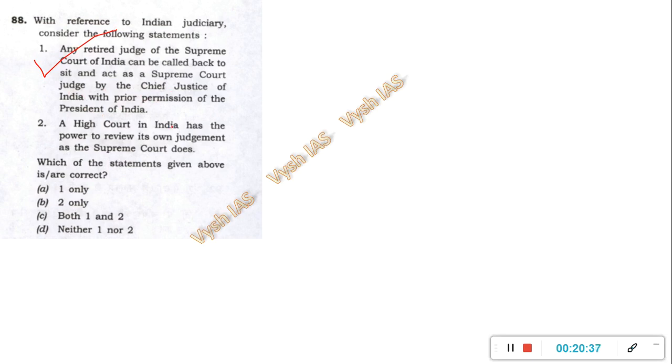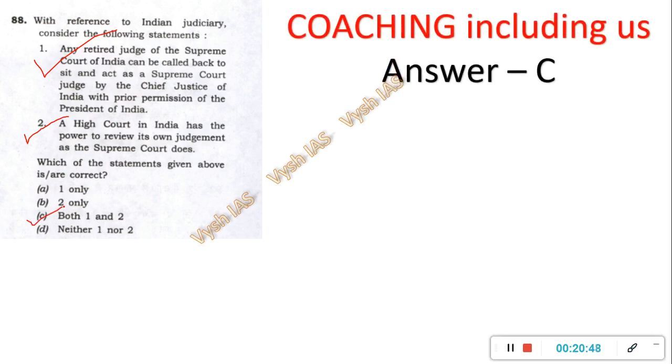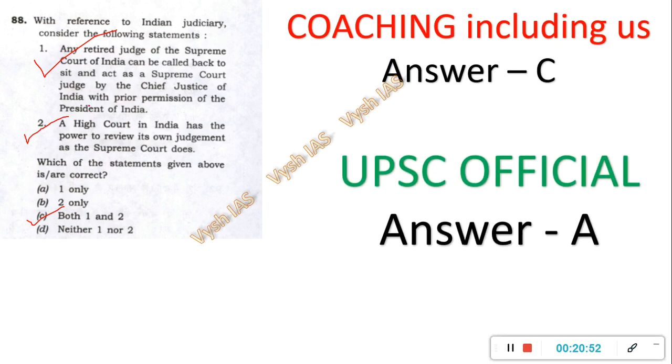Then, High Court in India has the power to review its own judgment as the Supreme Court does. If you actually refer to textbooks and materials, this also should be true, and answer should be C. We also told this, that this has to be true. But now when the official answer key has come, answer is A, and this is told as wrong, meaning High Court doesn't have the power to review its own judgment as the Supreme Court does. Actually, directly it is not mentioned in the Constitution, but indirectly the High Court having that power is there in certain cases. That is the reason we also told C, but the answer here is actually 1 only.